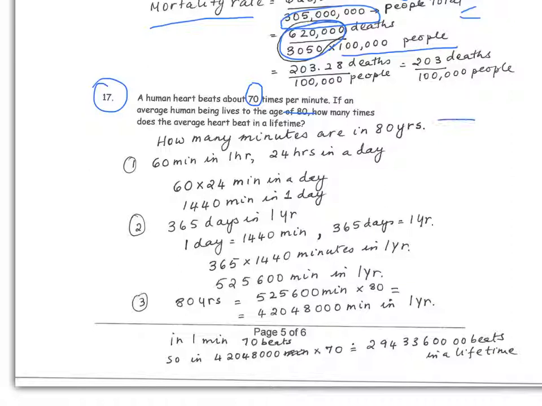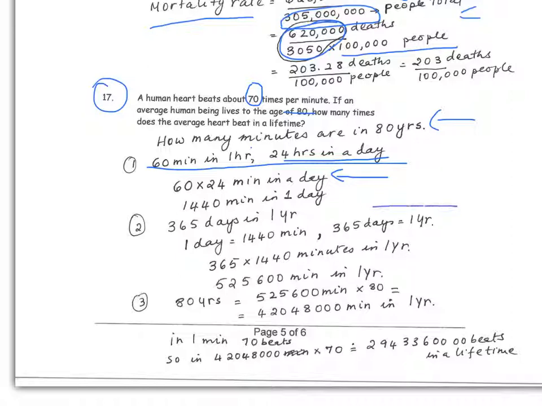So the first question to answer is, how many minutes are in 80 years? So we start off with our basic calculation. 60 minutes in 1 hour. There are 24 hours in a day. So this calculation, 60 times 24, gives us the number of minutes in a day. 24 hours in a day, each hour is 60 minutes. 60 times 24 is the number of minutes in a day.